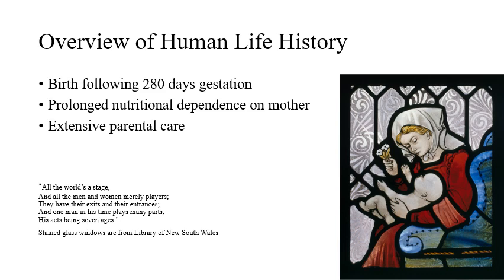So brief overview, humans are born following about 280 days of gestation. They have a really prolonged nutritional dependence on the mother, and there's very extensive parental care provided. Human babies are basically worthless. We'll talk about why later.